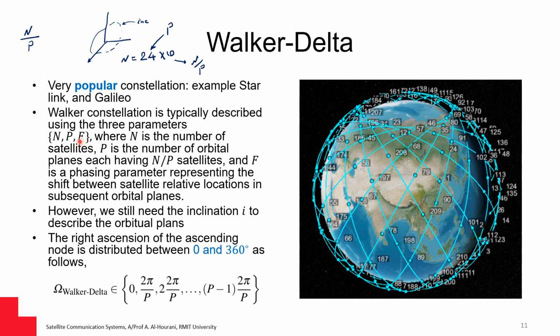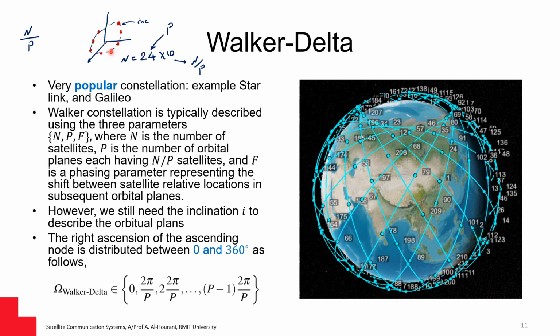The third parameter is called the phasing parameter. Let us say these are your satellites in a certain orbital plane. If I draw the next orbital plane, the satellites can be shifted. You can push a bit of rotation for the satellites within the orbital plane. In other words, you are pushing the true anomaly by a certain phasing parameter. We call it f here. And as said, in order to describe an orbit, of course, you need to know the inclination, and we need to know the height of that orbit.